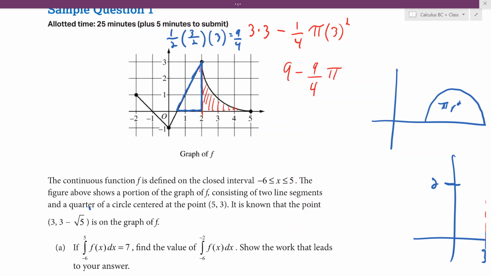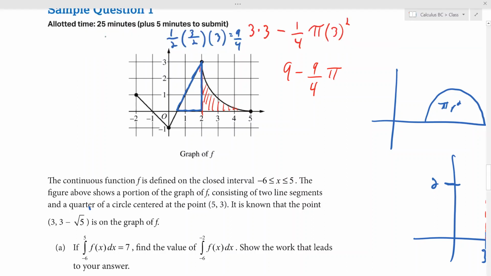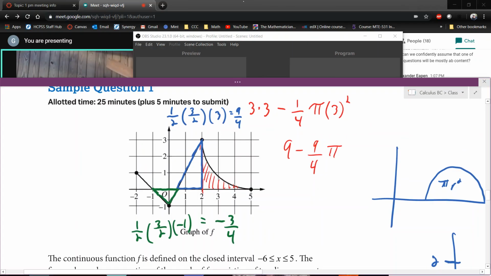And then we got these triangles over here. So I'm just finding all these because we're going to have to find these areas anyway. So the area in this green triangle down here, that has a base of 3/2 and a height of -1. So the area in there is 1/2 times 3/2 times -1, right? And that's just -3/4.